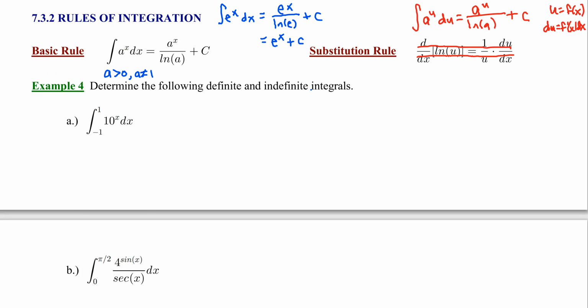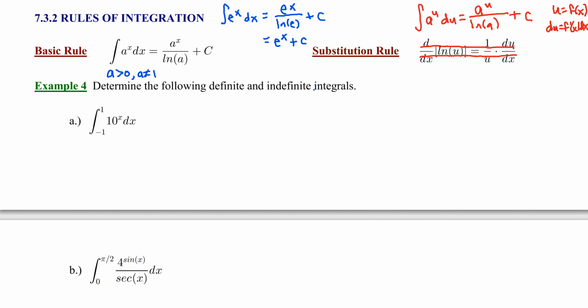So let's apply this new formula to example 4. Determine the following definite and indefinite integrals. We've got the integral from -1 to 1 of 10 to the x dx. Now, according to the formula, we're going to make a copy of the exponential exactly as it appears, and we're going to divide by the constant natural log of the base. Now, because this is a definite integral, we do not need the plus c, but we do need to evaluate upper limit minus lower limit.